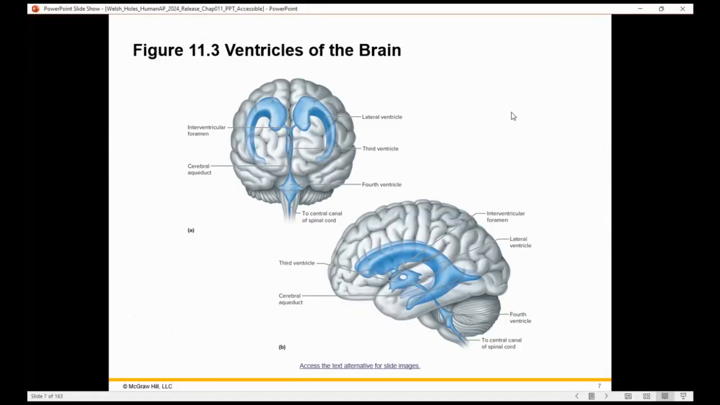And this figure shows you the ventricles of the brain. I expect you didn't even know you had these cavities in there.